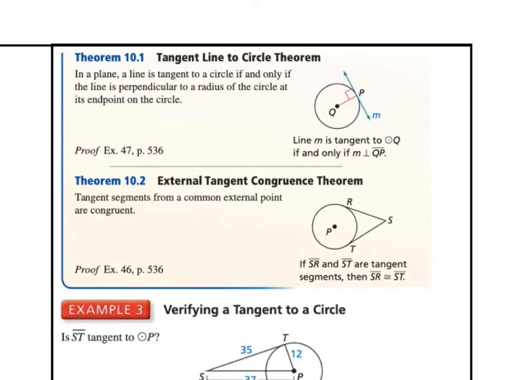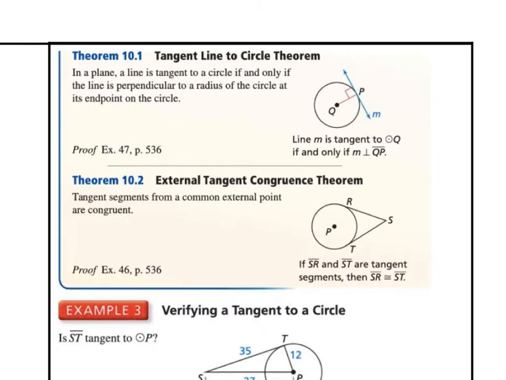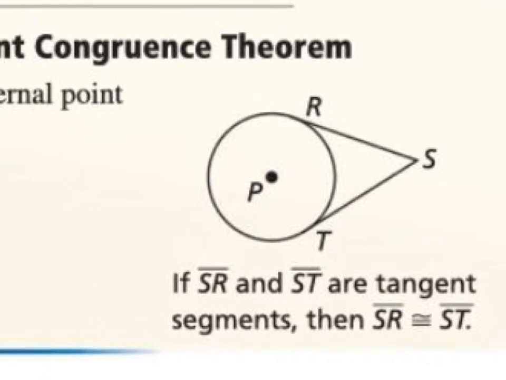The first is that a tangent line not only touches at one point, it also has to be perpendicular to the radius of that point. The second is that when you have external tangents, so tangents on the outside that go to a common point, those end up being congruent. So these two pieces here, SR, would be congruent to ST.